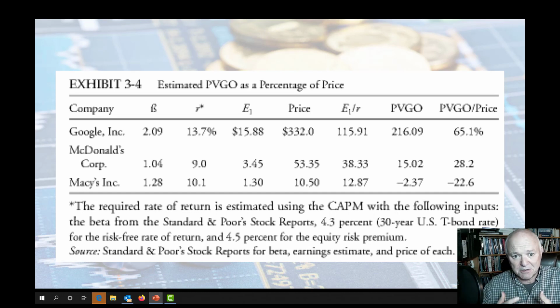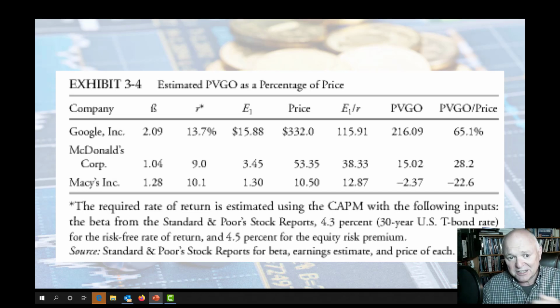Google is a company which has been doing very well at creating value. We can see that from this table, some of the key bits of information that we have: their earnings per share, $15.88, their discount rate, or the cost of equity, 13.7%. And so from that information, the E over R gives us the value of the perpetuity. It says in perpetuity, Google produces a value of 115.91. That's the present value of their earnings if they continue in the current vein.